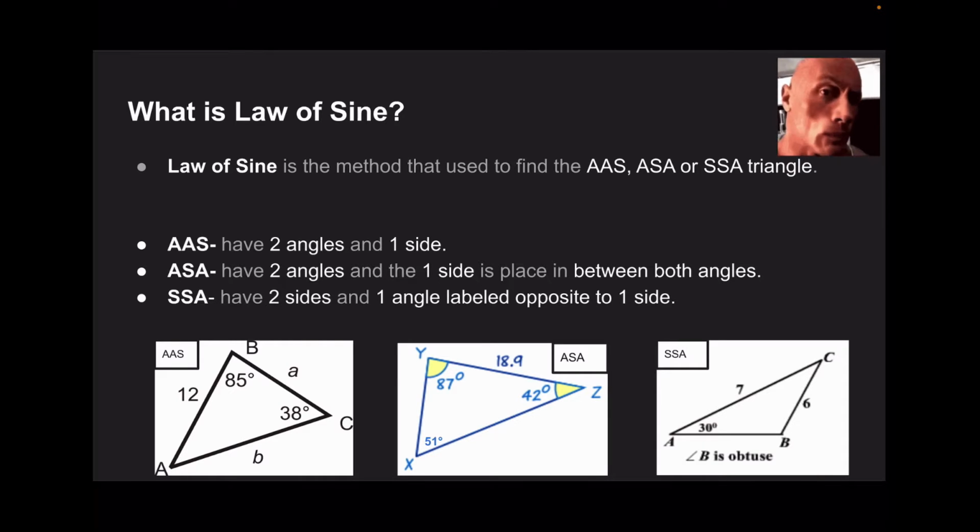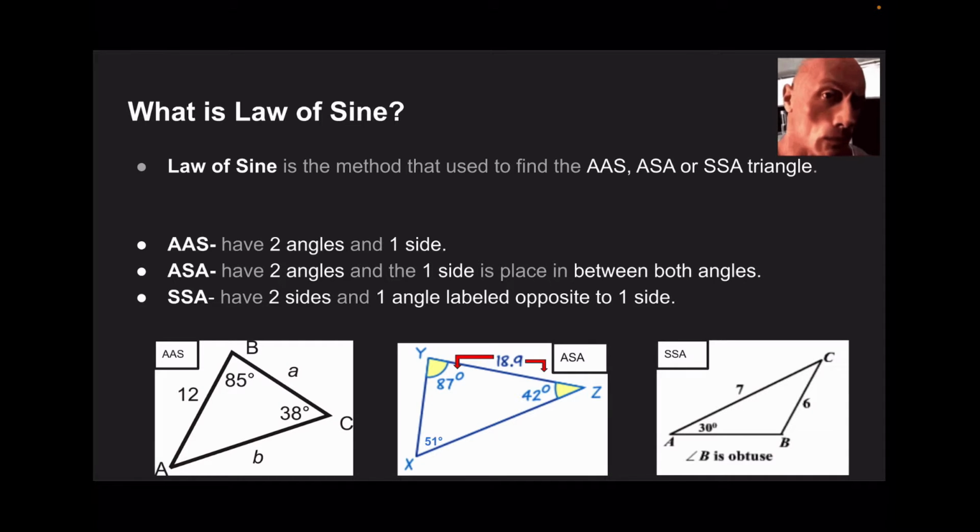An AAS triangle has two angles and one side. An ASA triangle has two angles and one side placed in between both angles. And lastly, an SSA triangle has two sides and one angle labeled opposite to one of the sides.